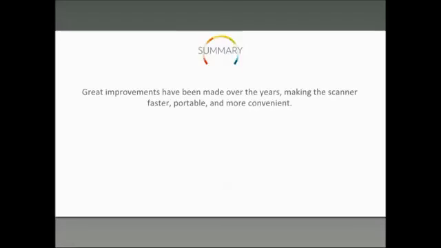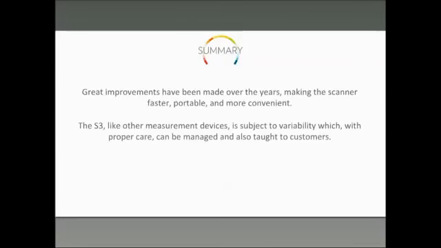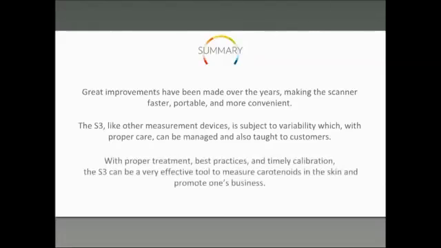So in summary then, we've made some great improvements over the past few years, haven't we? We've made the scanner faster, more portable and convenient, certainly a lot lighter. It's a much sexier device now than it was. And that has not come at a price in terms of variability and accuracy. That's what we've shown you today, and from the work that we've done, like other measurement devices, there's some variability, but with proper care and learning some of the pitfalls, you can manage this, keep variability to a minimum, and teach your customers to do the same.